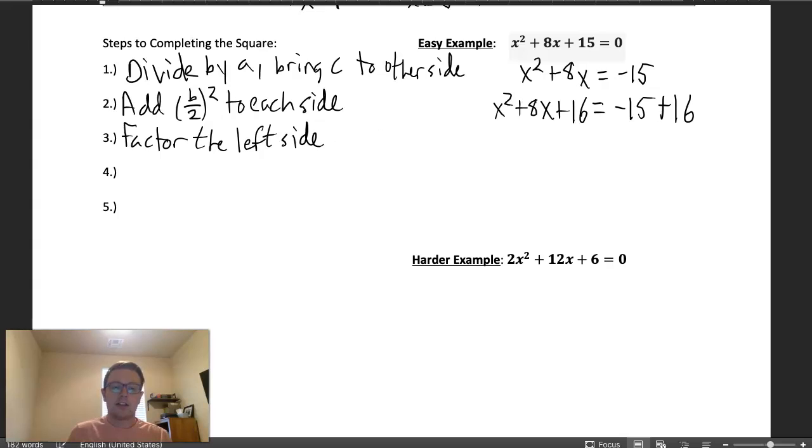And let's go through this and look, what are the factors of this side? What factors of 16 add up to make 8? That's going to be 4 and 4. So this becomes x plus 4 squared.